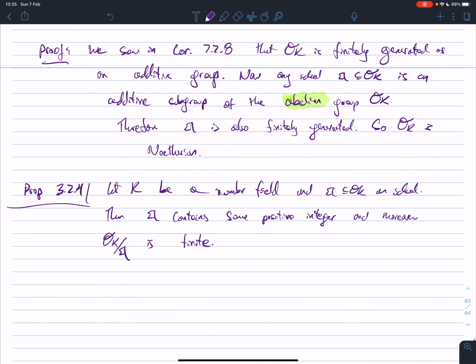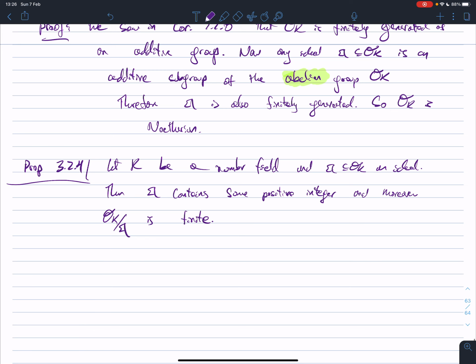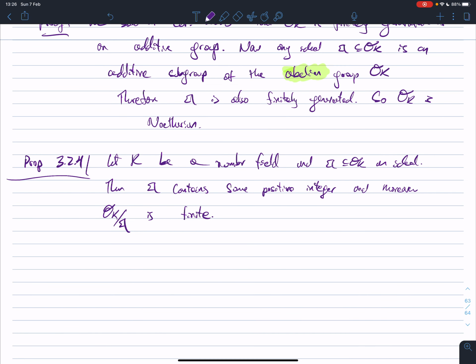So every ideal in some ring of integers contains some positive integer. Even if I give you an ideal generated by the number root 2, then that ideal in some field will contain some integer at some point. So let's prove this. And from that, it'll follow that this quotient is finite. And this quotient being finite is really key for us.